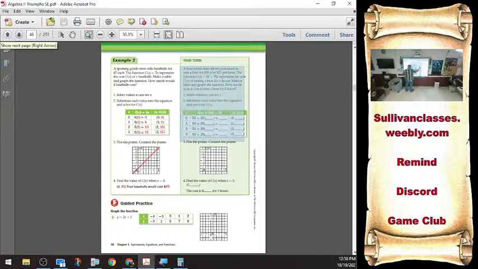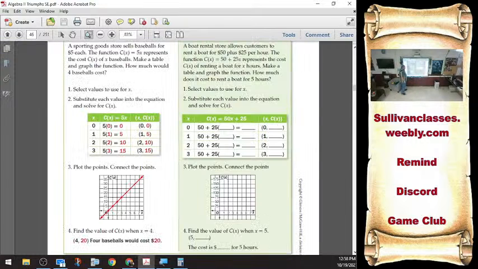Okay, round 2. They're going to give me a word problem example of this where I got to fill in the table. This is actually a pretty reasonable example of a linear equation, too. Boat rental store says you can rent a boat for $50 plus $25 an hour.